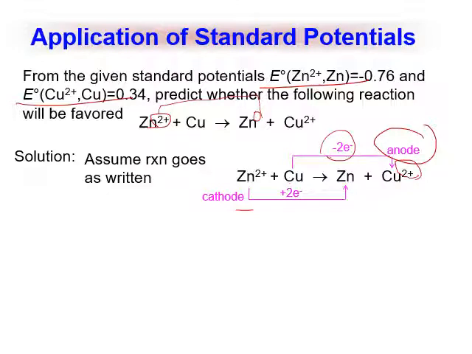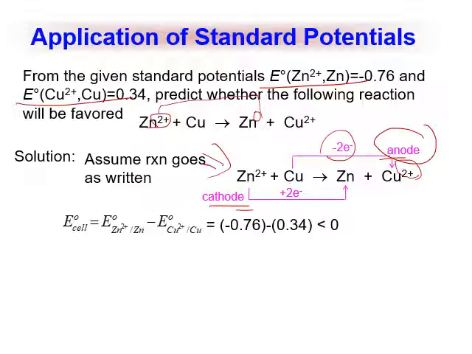According to the equation we derived in the last slide, the cell potential for this cell is the cathode minus the anode. So it should be zinc cathode minus copper anode, negative 0.76 minus 0.34, and that gives you a negative number which is less than 0. Remember, delta G is negative nFE. So if E is negative, then delta G is positive. A positive delta G means the reaction is non-spontaneous. A positive E gives you a negative delta G, which is spontaneous. A negative E gives you a positive delta G, which is a non-spontaneous reaction. Therefore, the reaction as written is not spontaneous.